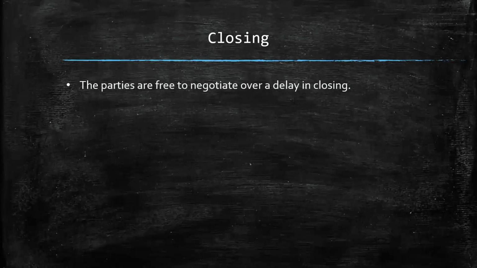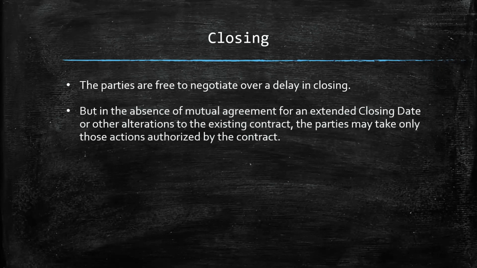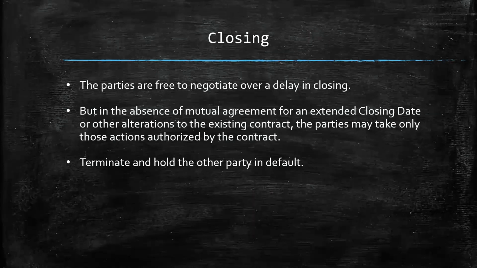If there is a delay in closing, for whatever reason, the lender can't get it closed on time or whatever it may be, the parties are free to negotiate over a delay in closing. That's perfectly fine. But if there's no agreement between the parties for an extended closing date or some other alteration to the existing contract, then the parties can only take those actions that are authorized by the contract's terms. And those actions are to terminate the contract and hold the other party in default, to go to paragraph 15 and see what that party's remedies are.